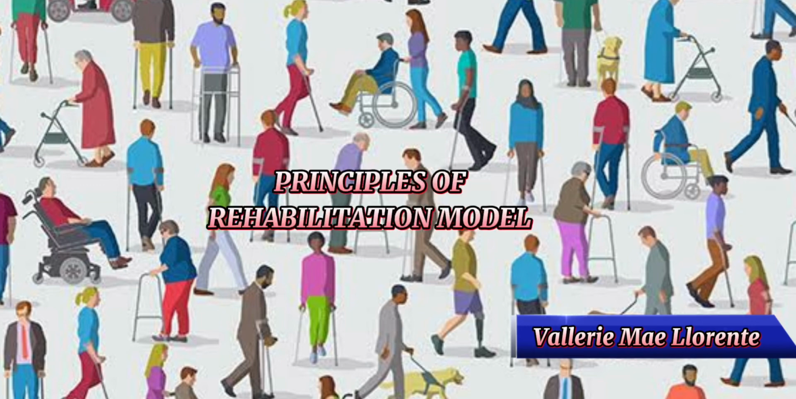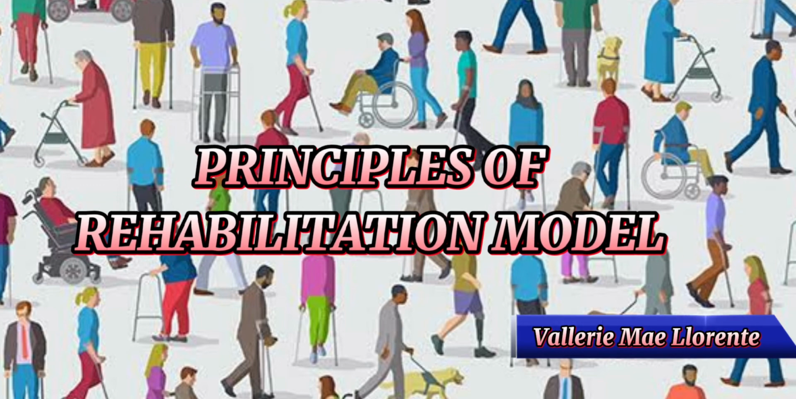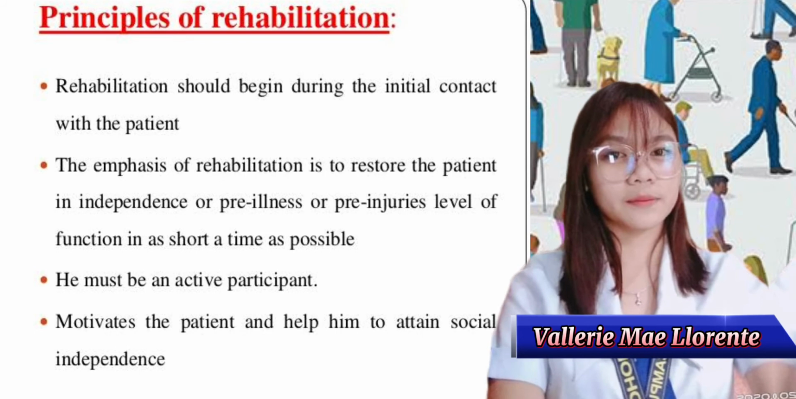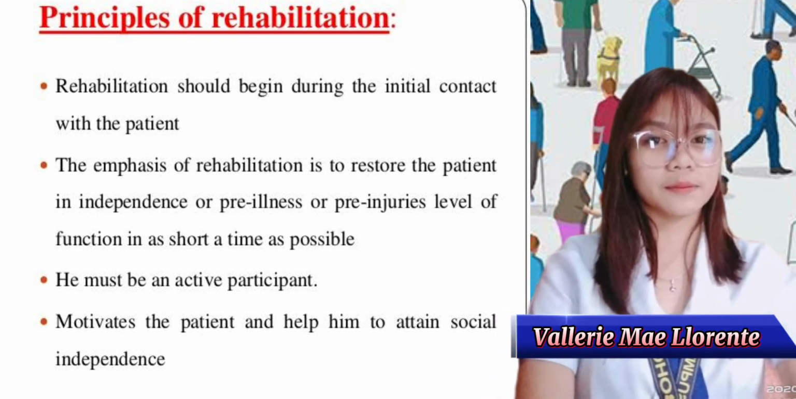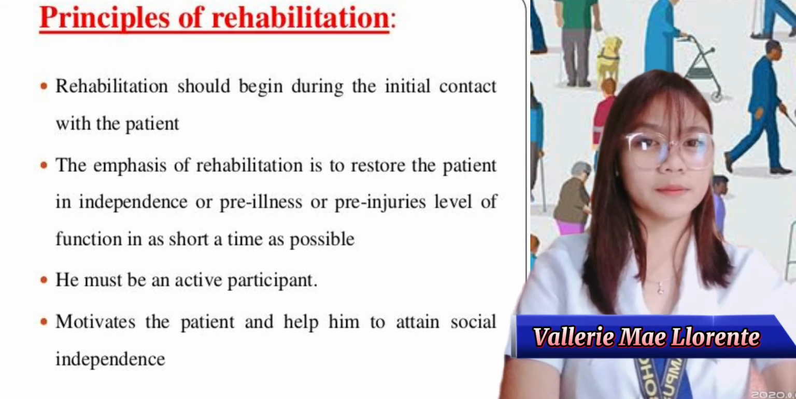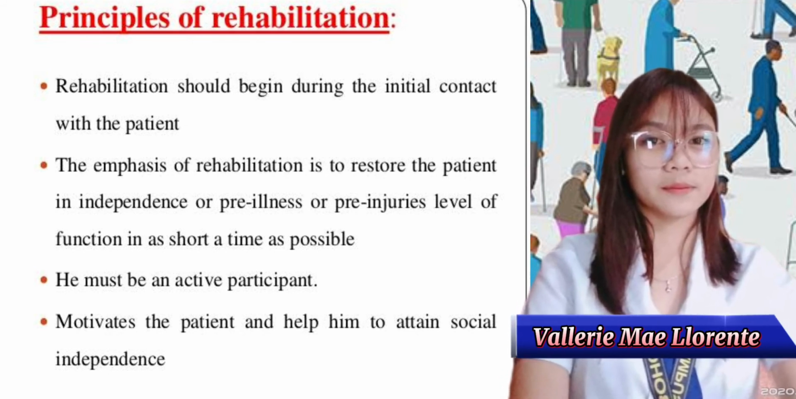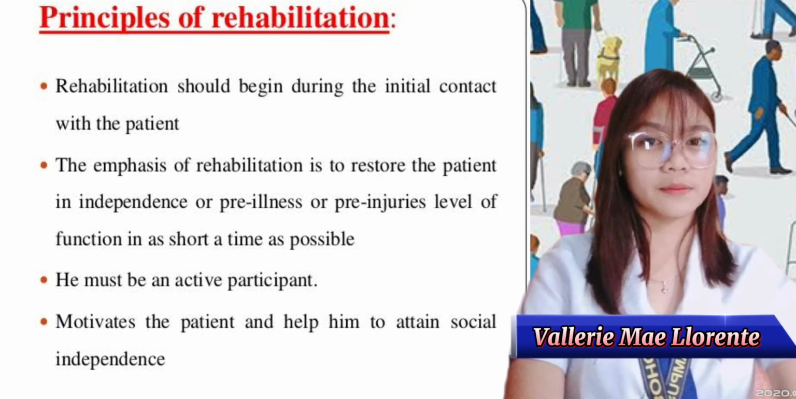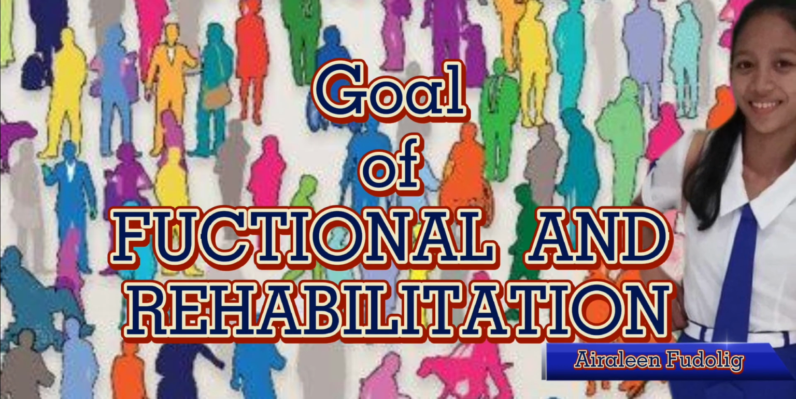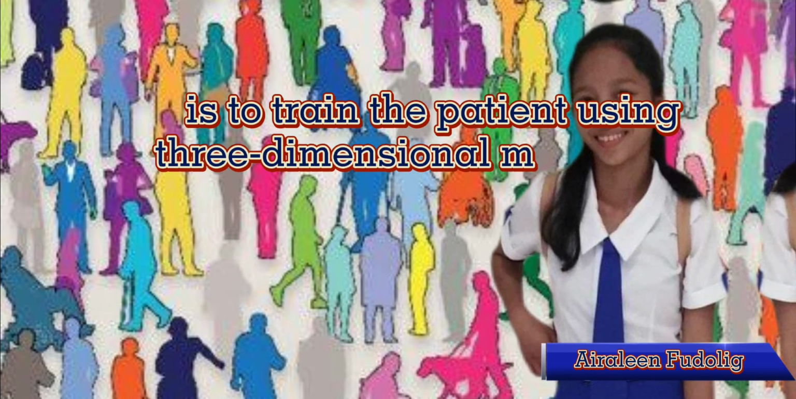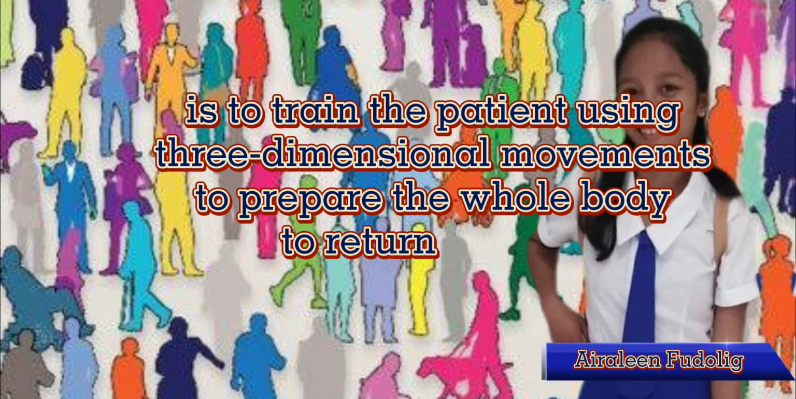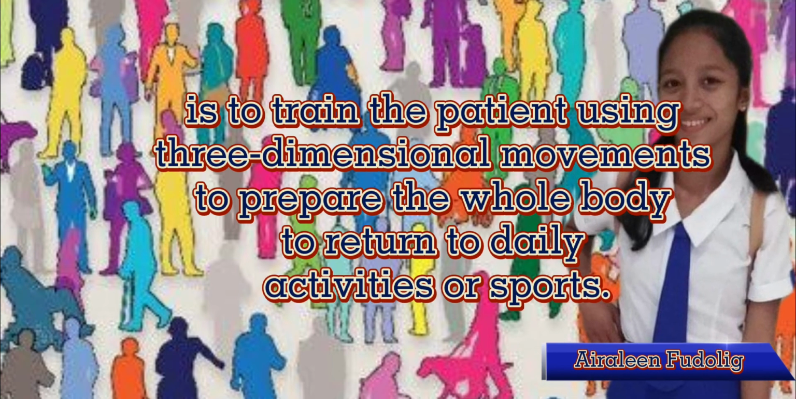Next are the principles of rehabilitation. Rehabilitation should begin during the initial contact with the patient. The emphasis of rehabilitation is to restore the patient to independence or to the pre-illness or pre-injury level of function in as short a time as possible. He must be an active participant and motivate the patient to help him attain social independence. The overall goal of functional rehabilitation is to train the patient using three-dimensional movements to prepare the whole body to return to daily activities or sports.